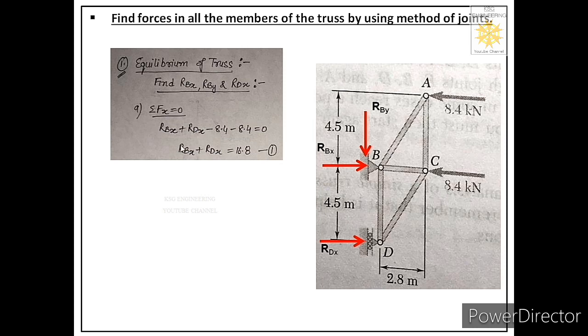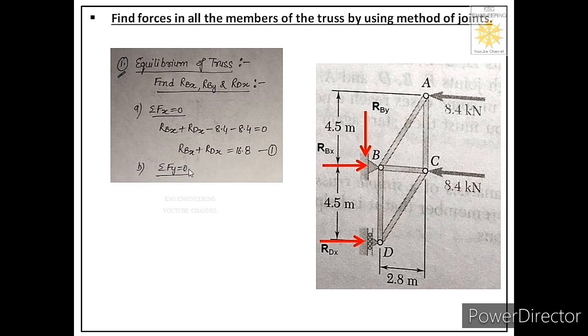It means our equation will be Rbx plus Rdx minus 16.8 equal to 0. In this equation we have two unknowns, so we cannot solve this equation. So let us write this equation as Rbx plus Rdx is equal to 16.8 and let us label this equation as 1 for the time being.